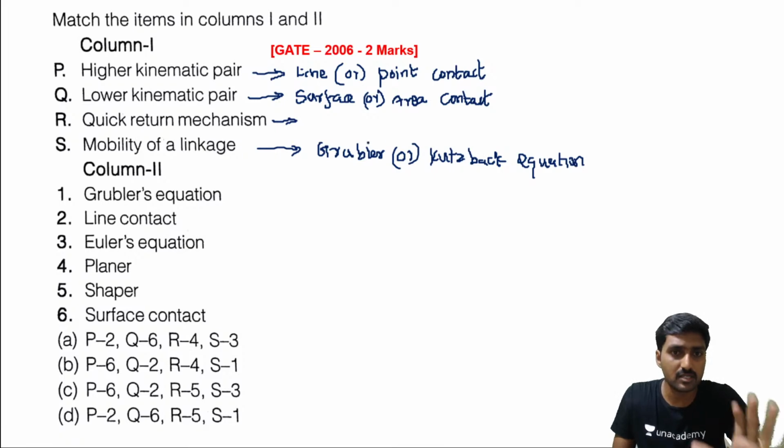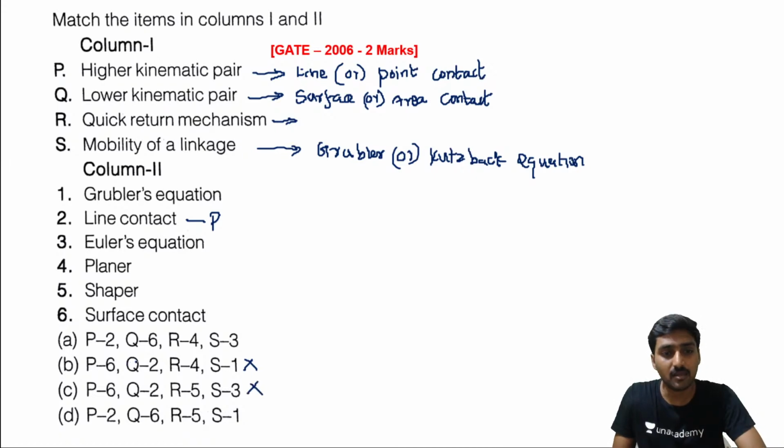Now these are the known things. Now higher kinematic pair, line contact available. So directly we can take P is matched with 2. So we can eliminate options B and C immediately because A and D match the P with 2. Lower kinematic pair, it's a surface contact. Q is matched with 6. Q is matched with 6 in both options A and D, right, till now.